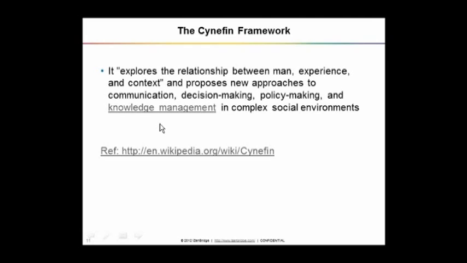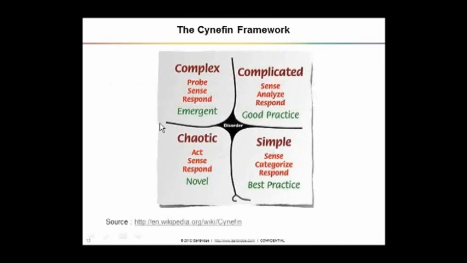Now this framework talks about 4 or 5 categories of systems. Complex, where we don't know what we want to do, the things are emerging. The exact output is not yet defined.